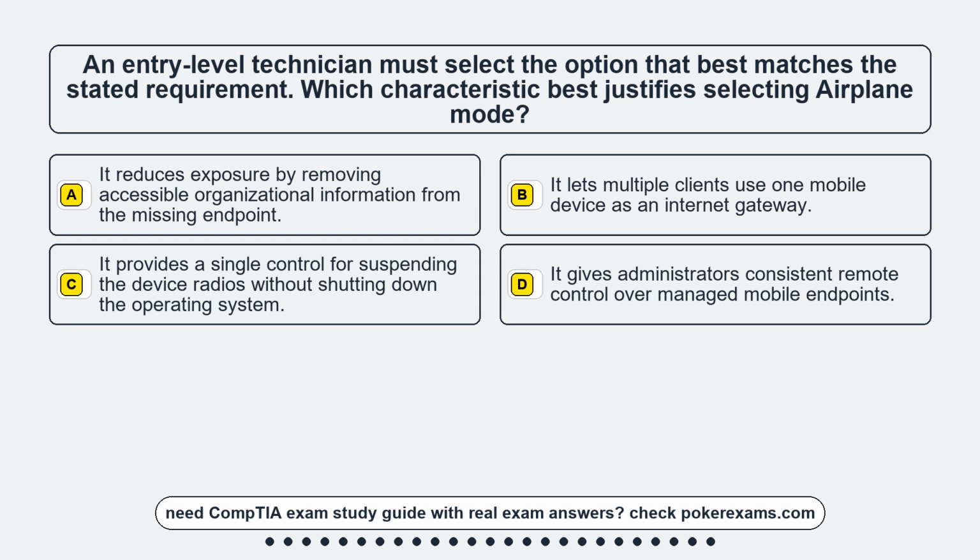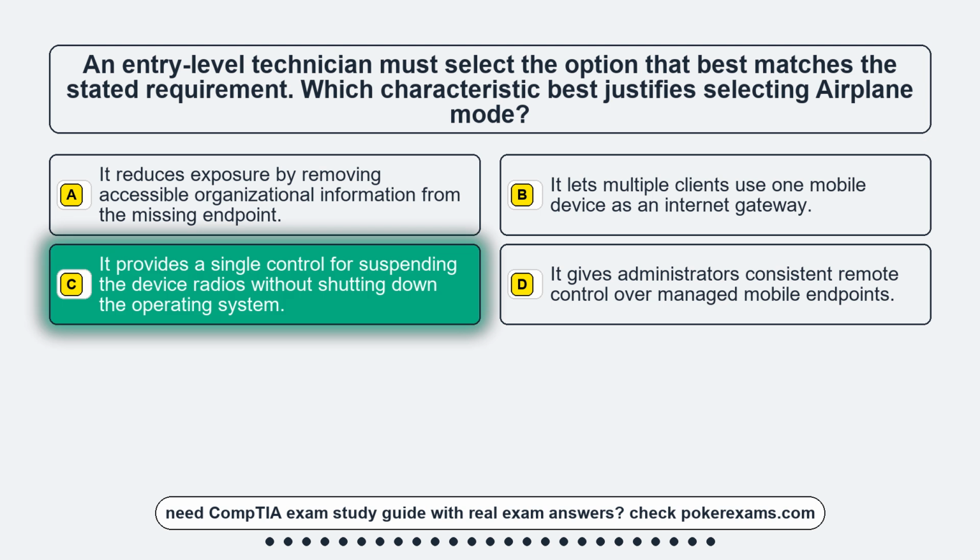Option A. It reduces exposure by removing accessible organizational information from the missing endpoint. Option B. It lets multiple clients use one mobile device as an internet gateway. Option C. It provides a single control for suspending the device radios without shutting down the operating system. Option D. It gives administrators consistent remote control over managed mobile endpoints. The correct answer is option C.